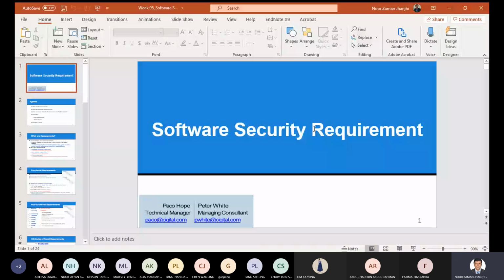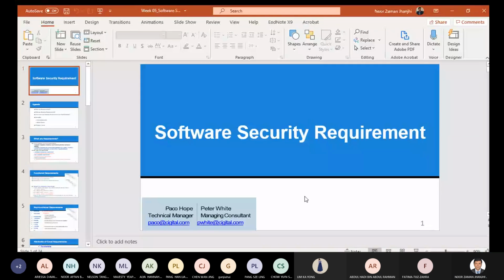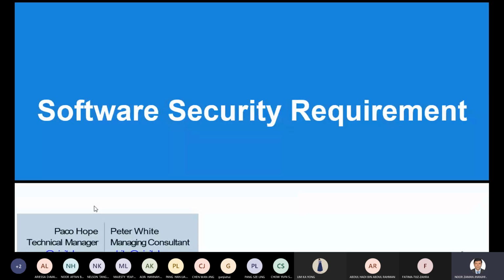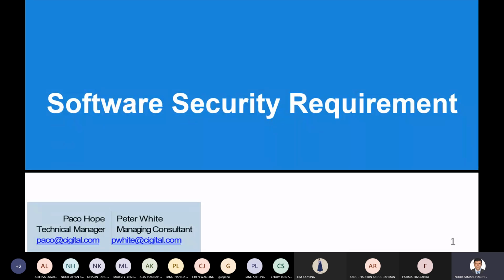Okay, so today we are going to discuss a new chapter, which is about software security requirements. This is very important, as you all know that from day one we have been discussing that security is to make the software secure.